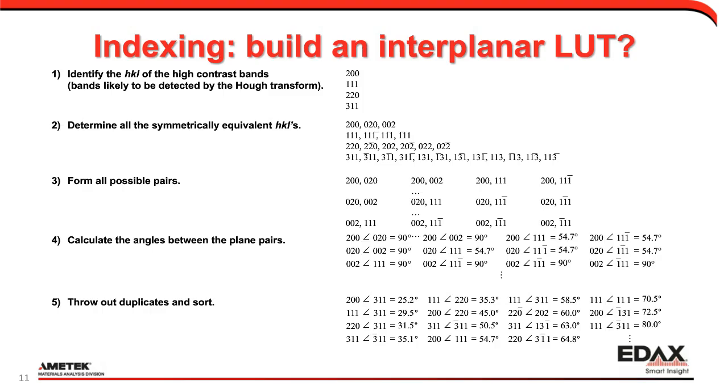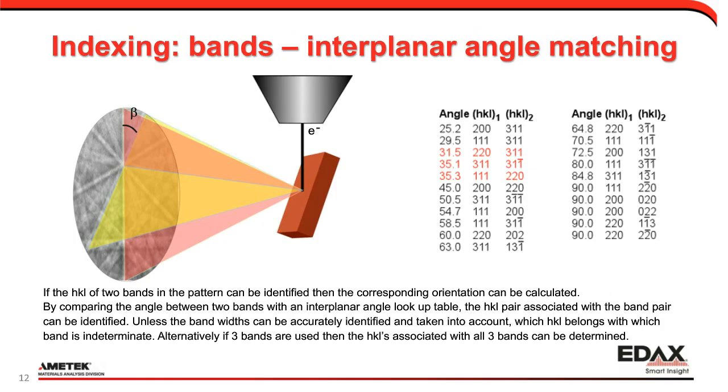So what we basically do with that is we match these. I say, okay, I have an angle of 31 degrees. This is going to be the 220 or the 311. Or maybe I have 35.1 degrees, and that's 311, and also the 311. But that's kind of a dangerous way to think about it.